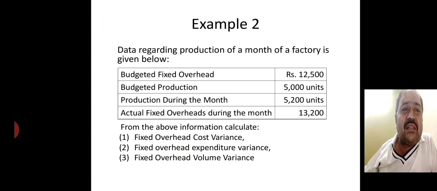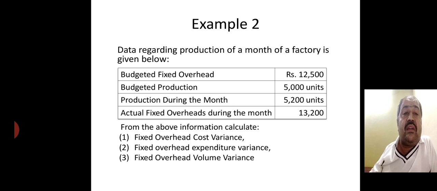Now here is example number 2. Example number 1 is related to variable overhead variance. Now example number 2 is related to fixed overhead variance. So what data is given to you? Data regarding production of a month of a factory is given below. Your budgeted fixed overhead is given, budgeted production during the month is given, actual production is given, and actual fixed overhead during the month is given, and on the basis of that we are required to calculate three variances as we have discussed above: cost variance, expenditure variance, and volume variance.